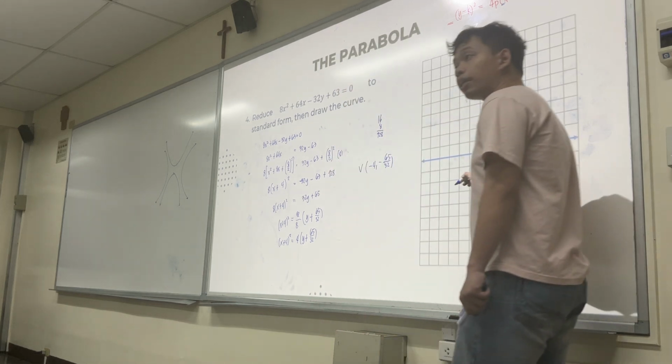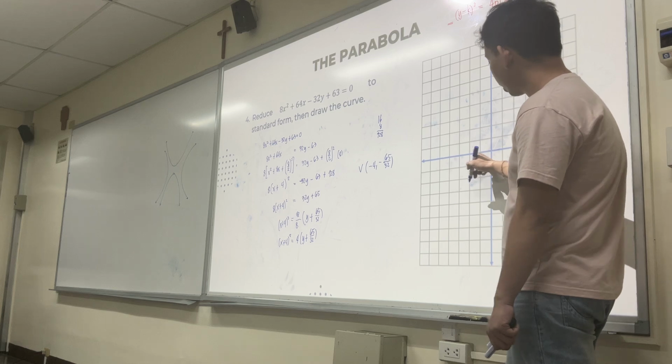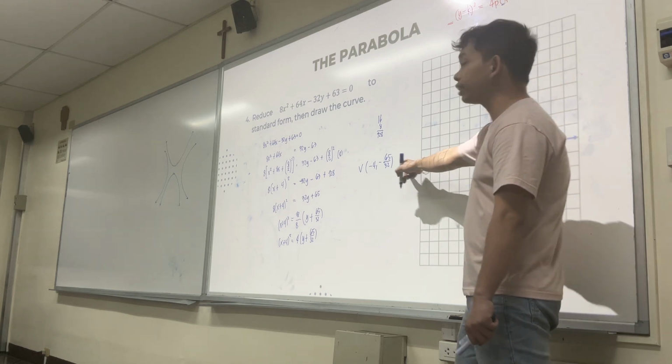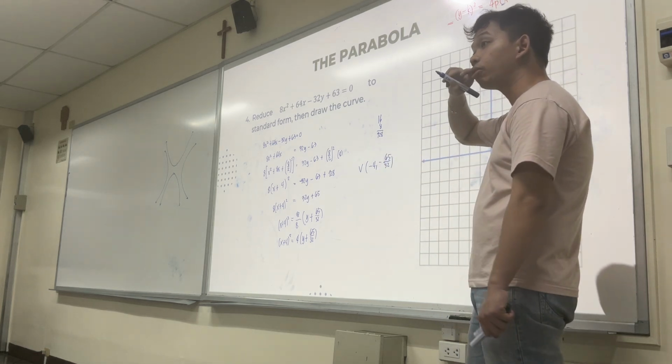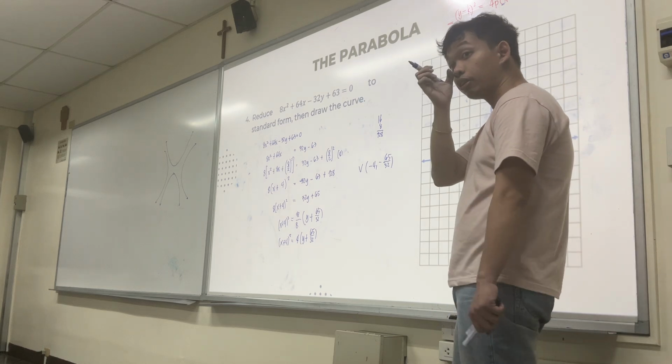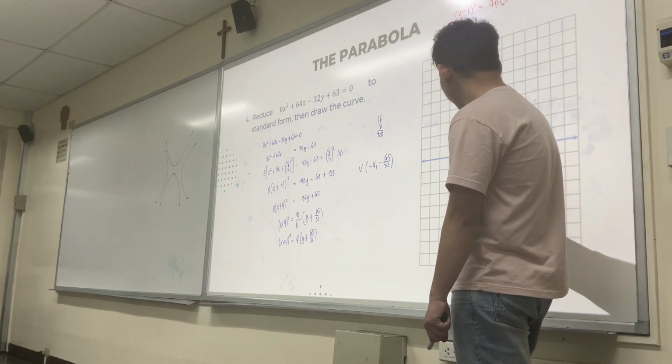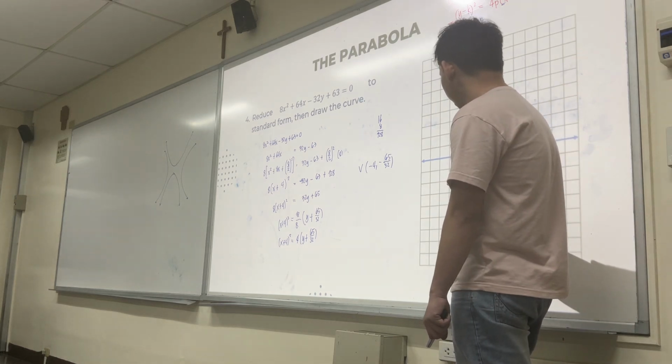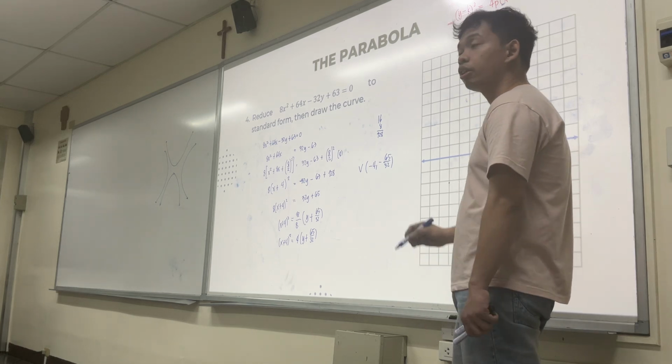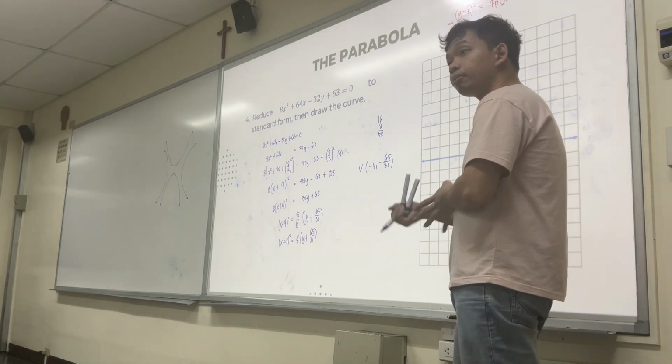So if we try to plot it, where is it? 1, 2, 3, 4. What is 65 over 32? Around 2 point something. So that would be somewhere here. 1, 2, maybe this one. This one now would be your vertex. Clear?